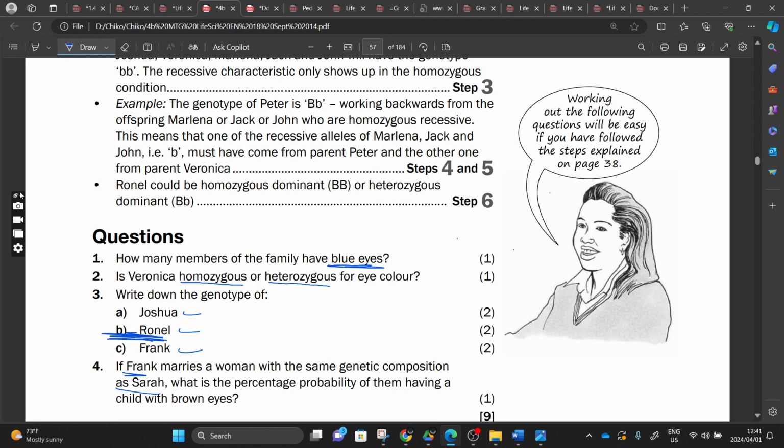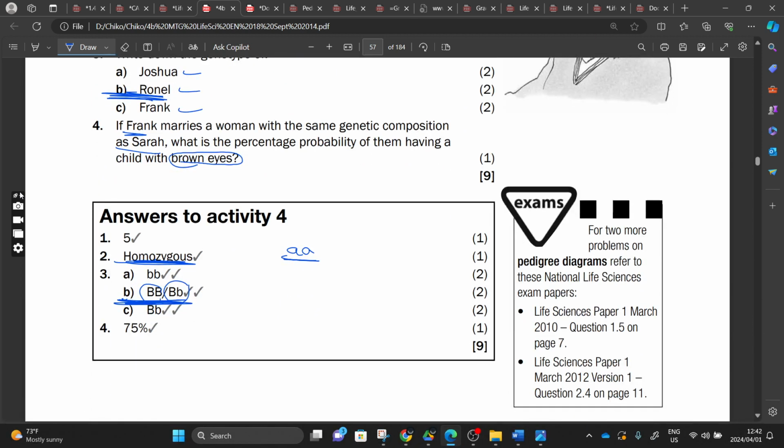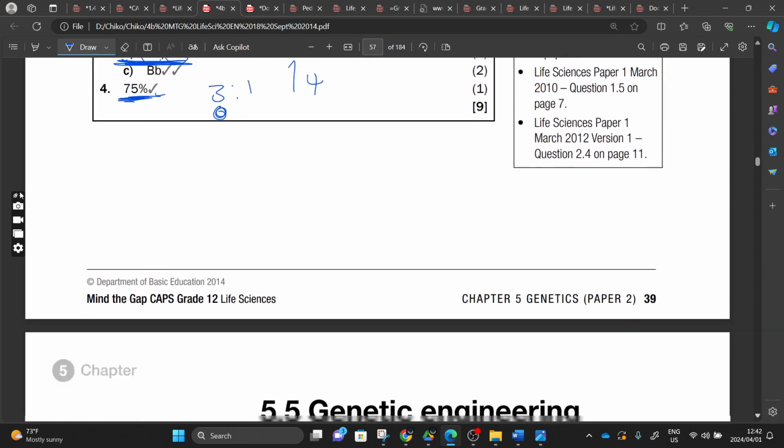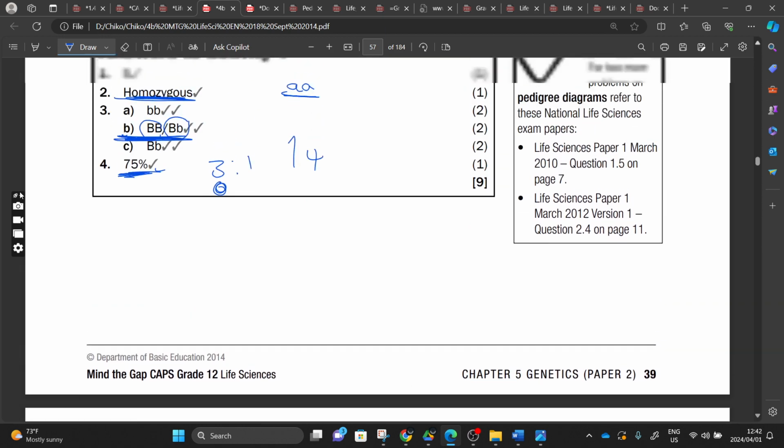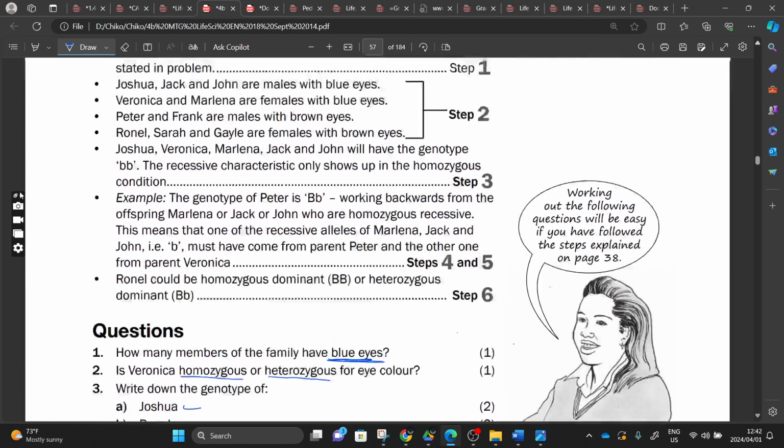And then the question was, what is the percentage probability of them having a child with brown eyes? Since brown eyes is dominant over blue eyes, the percentage will be 75%, right? 3:1. Out of 4, we have 25 plus 25 plus 25, 75%. Then you get your answer. So I hope you understand that. Then genetic engineering, you are going to do it next.